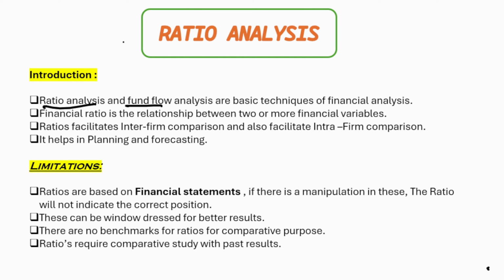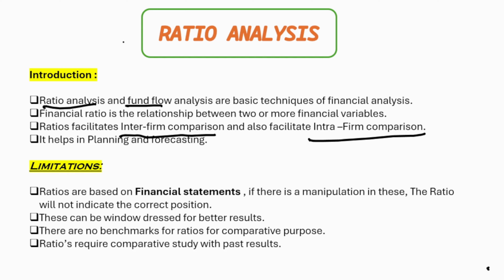And what other activities does ratio analysis do? It does inter-firm comparison and also intra-firm comparison. Means, suppose how much stock is there, how much sales are going on, what profit we are earning in the previous quarter and this quarter, and also how much current assets we have in our organization, and how much current ratio is maintained by our organization and our opponent organization. These comparisons can also be done by ratio analysis.